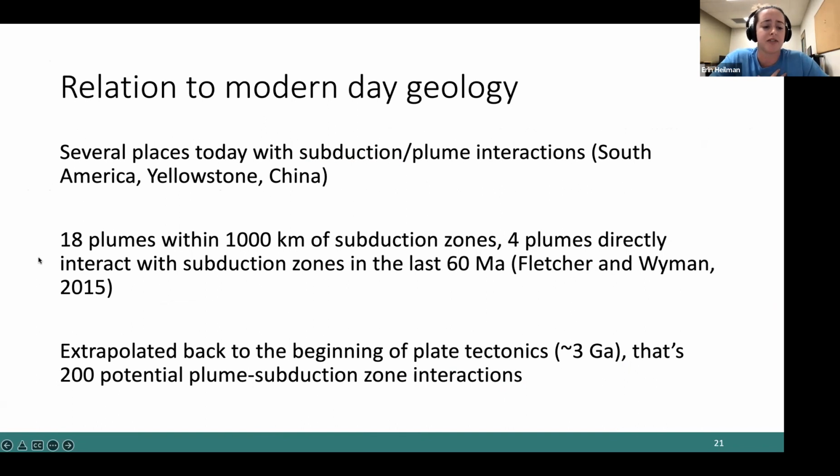A paper in 2015 looked at mantle plumes in the last 60 million years, and they identified 18 plumes within 1,000 kilometers of subduction zones, and also 4 plumes that directly interacted with subduction zones in the last 60 million years. And so just loosely extrapolating that number back to maybe the beginning of plate tectonics, that's 200 potential plume subduction zone interactions, which isn't insignificant.